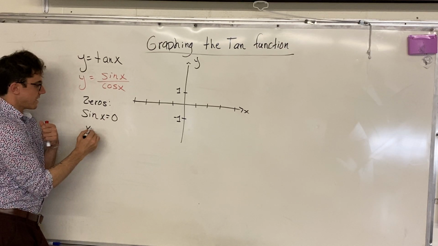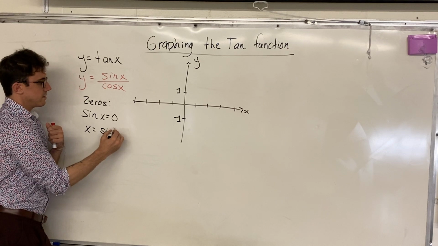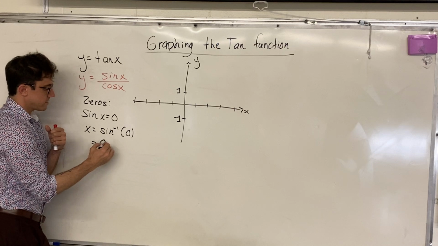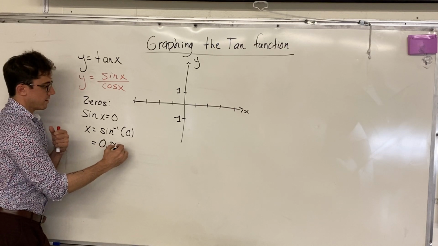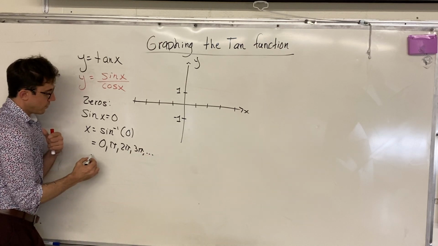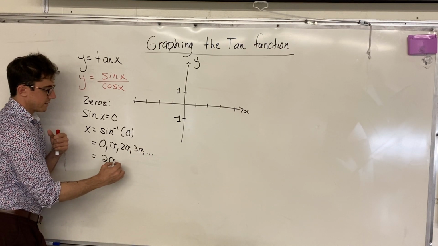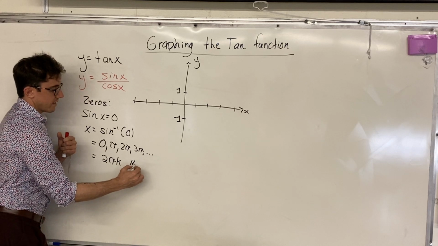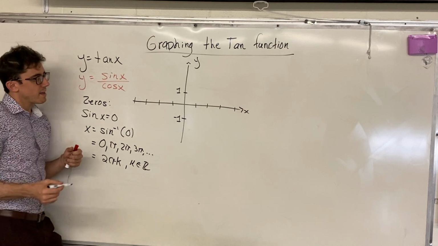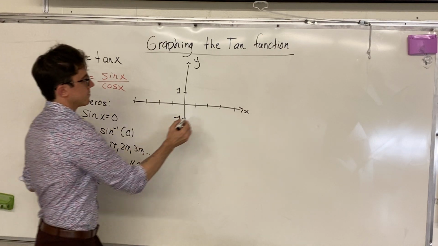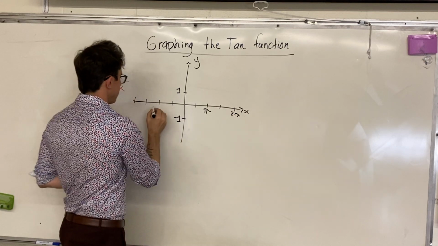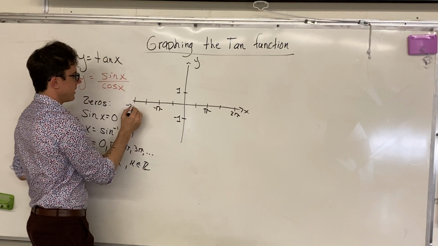Now, that means that x is equal to the sine inverse of 0, and those give us the solutions 0 or pi or 2 pi or 3 pi, and so on and so forth. Or if you'd rather, 2 pi times k, where k is any integer, right? And so if we go ahead, and there's a reason for this, I'm gonna put pi, I'm gonna put 2 pi, and then similarly negative pi, negative 2 pi.